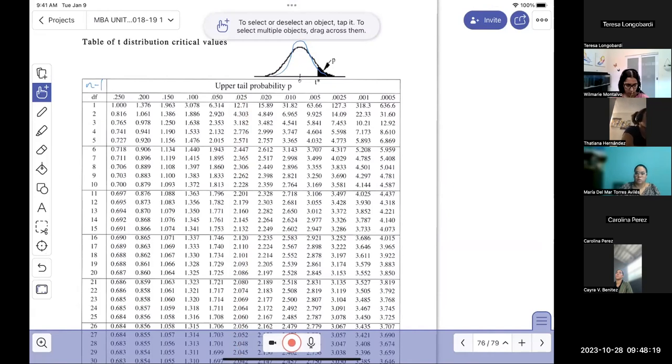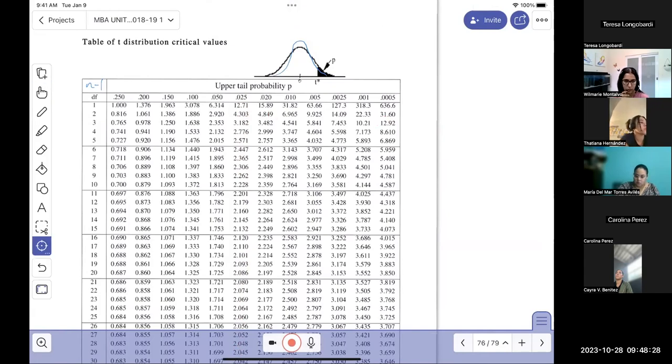So I have some exercises in the notes just to practice reviewing the T distribution and how you apply it. Let's just do a couple of those, right?